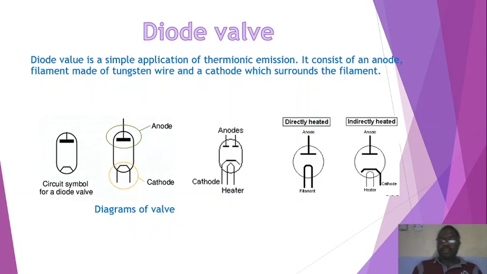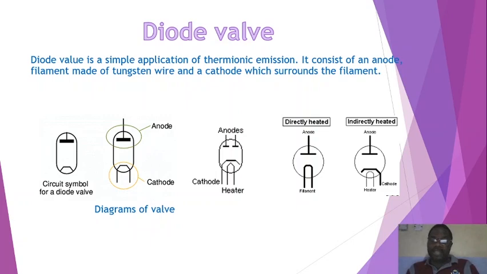So when you look, you see directly heated diode valve and indirectly heated. The difference between the two, please watch the diagram. The difference between the two is that for a directly heated diode valve, the cathode is purely the tungsten filament. There is no other material that is used as cathode. But for the indirectly heated diode valve, you see that we have the filaments and we now have a material of the cathode.